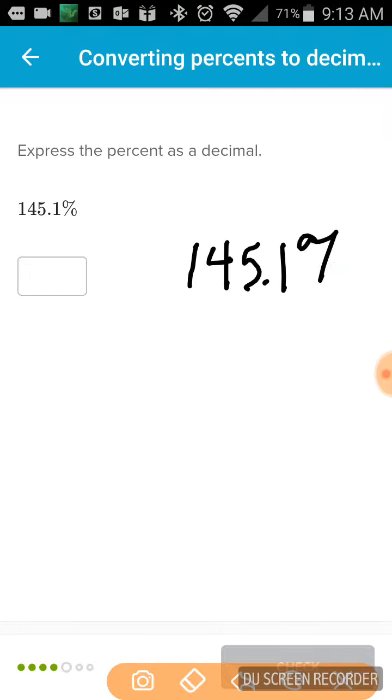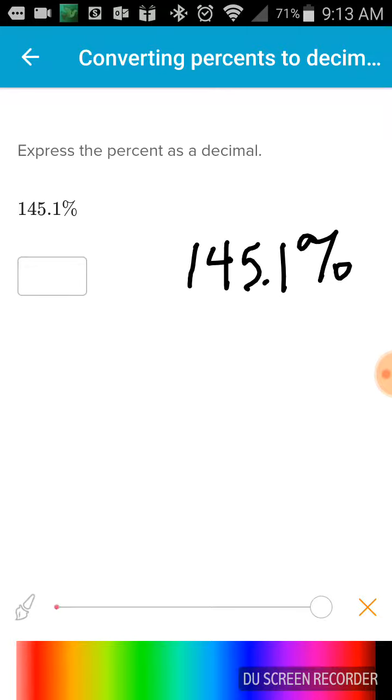145.1%. Again, the code doesn't change. 2 times to the left. So 1 time is 14.51. 2 times would be 1.451.